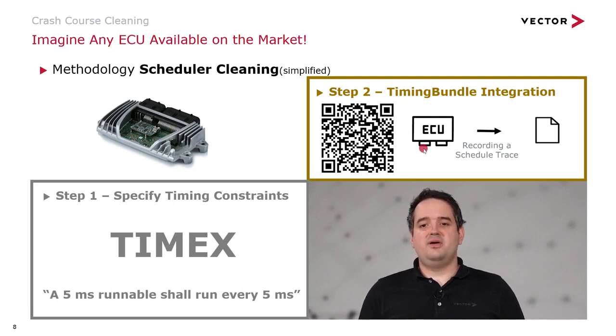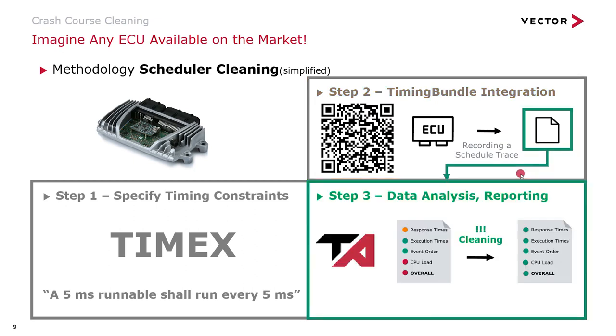And this is an enabling package for you to be able to record a schedule trace. In step three, you can run a data analysis on it with the Timing Architects tool suite and generate a report, now proving that your timex constraints, 5 millisecond runnable runs every 5 milliseconds, are fulfilled or not. And if you see any check conditions in the red state, you start your actual cleaning procedure until your report is green and your overall criteria is matched.